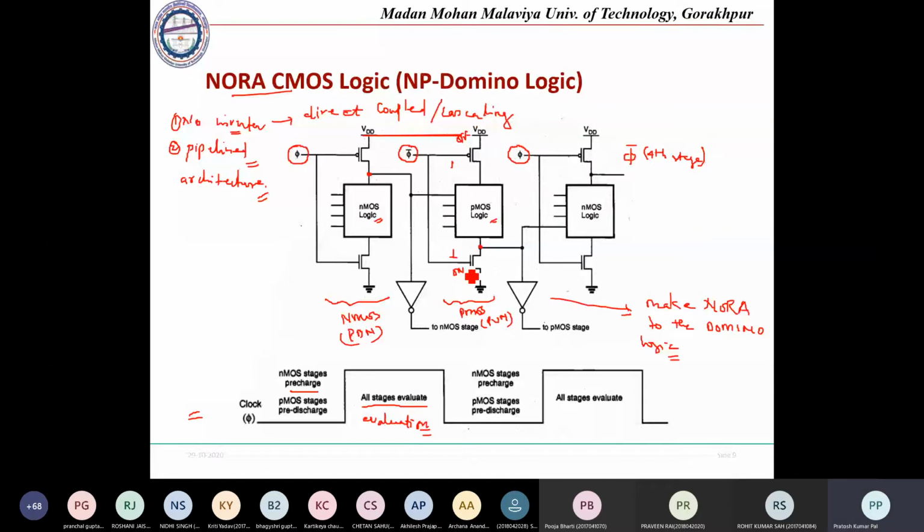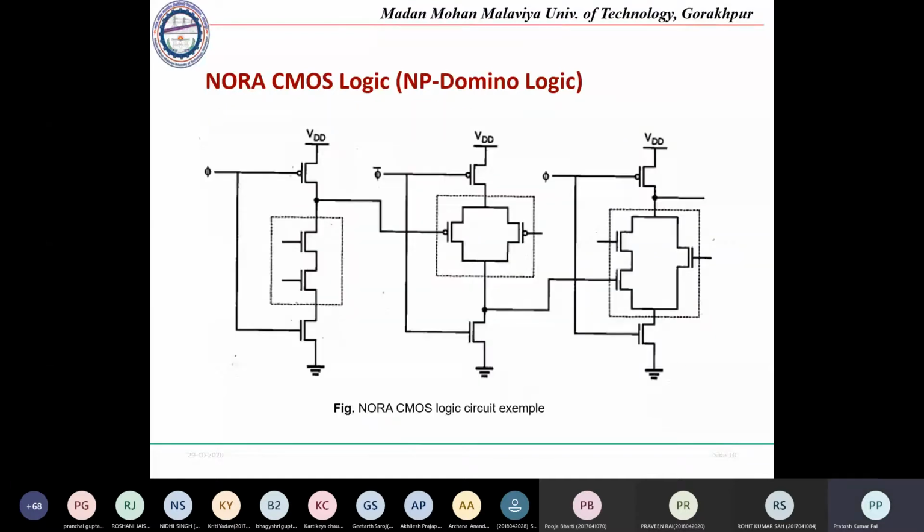And we already know this structure: the inverter is giving you compatibility with the domino also, because a domino stage is always made up of only NMOS logic. So if an inverter is there, then that inverter output can be considered as the logic to drive another NMOS logic. So it can have compatibility with the domino logic also. This is the generalized structure of how we can implement it.